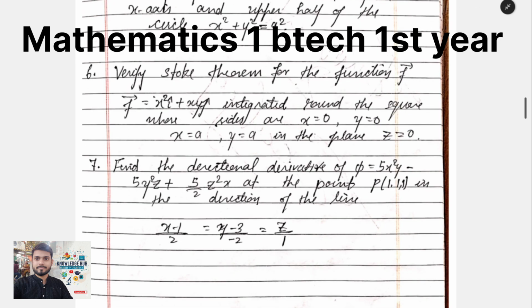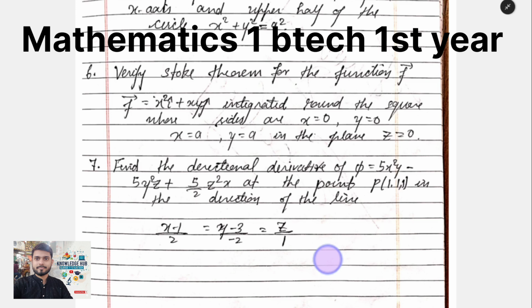Now similarly, the sixth is verify Stokes theorem. This is also one type of theorem. If you learn this theorem, then you can solve this. Find the divergence of phi is equal to. This is basically one type of question.